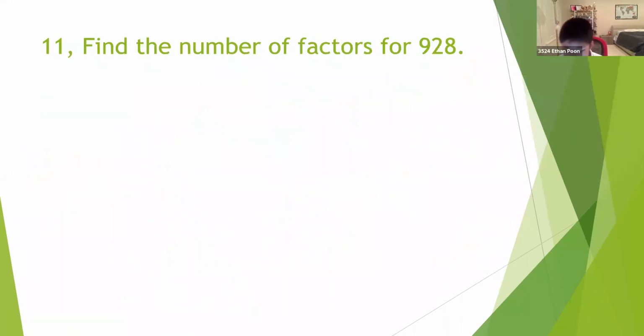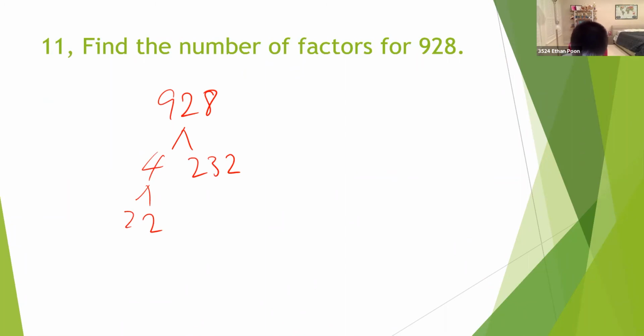So this one is a much simpler problem. Find the number of factors for 928. So we're going to find 928's prime factorization. We can see that it's divisible by 4, so 2 times 2, and we get 232. This is divisible by 2 again, so make 4 again. And it's also divisible by 4 as well, so 2, and then 29. So this is 2 to the 5th.